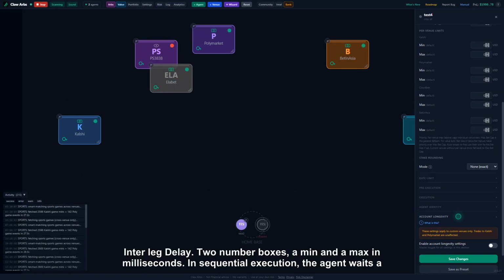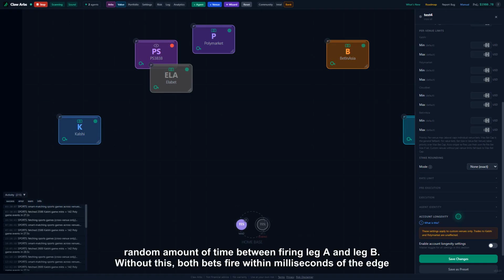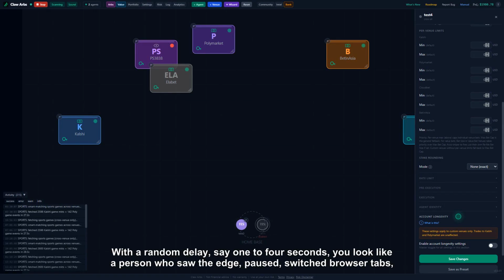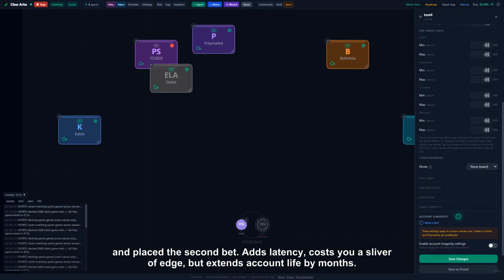Inter-leg delay, 2 number boxes, a min and a max in milliseconds. In sequential execution, the agent waits a random amount of time between firing leg A and leg B. Without this, both bets fire within milliseconds of the edge appearing. That is the obvious automation tell. With a random delay, say 1 to 4 seconds, you look like a person who saw the edge, paused, switched browser tabs, and placed the second bet. Adds latency, costs you a sliver of edge, but extends account life by months.